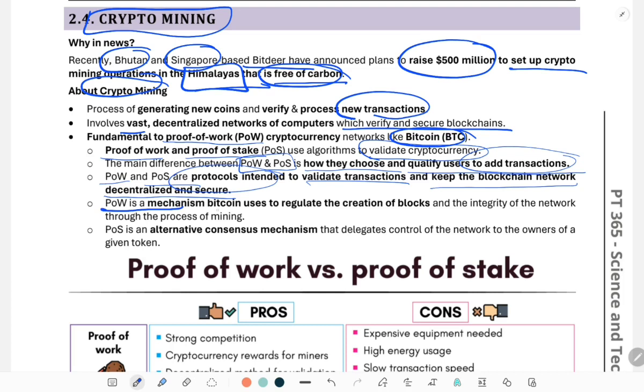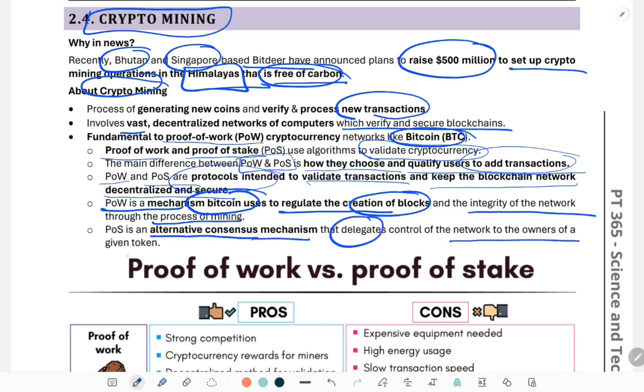POW is a mechanism which Bitcoin uses to regulate the creation of blocks and the integrity of the network through the process of mining. POS is an alternative consensus mechanism that delegates the control of the network to the owners of a given token.